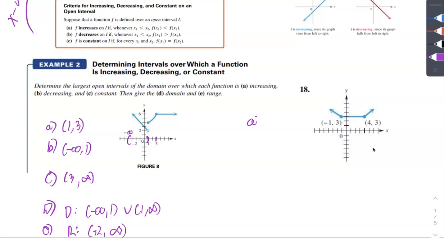The one right here. So we're going to do A. Where is it increasing? Let's look at it from left to right. It's decreasing, constant, increasing. Again, only the x values I care about. So when is it when? It's 4 to infinity. So from 4 to infinity. And then where is it decreasing? It's decreasing from here to here. So from -infinity to -1.